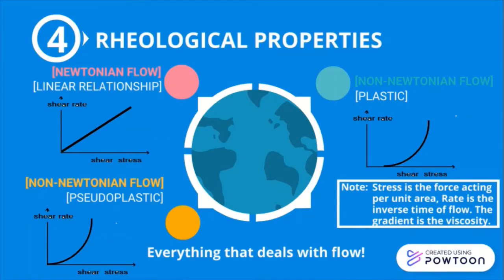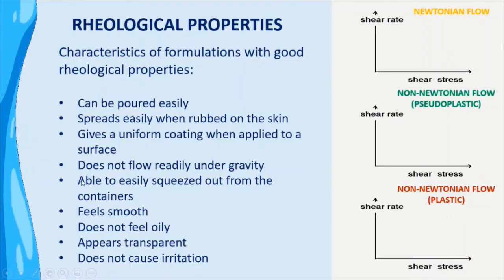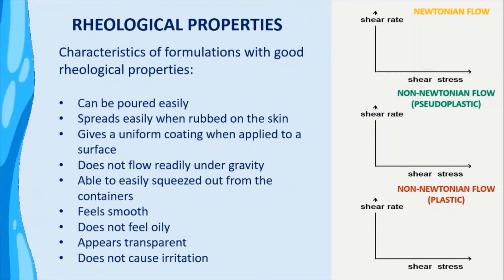Next, we will go to the rheological properties. For the rheology, you all know that rheology deals with flow. Different stress applied will result in different speed of flow. Stress is the force acting per unit area, which is pressure. Rate is the inverse time of flow, which is the speed. The gradient is the viscosity. So now, these are the good rheological characteristics that a hand sanitizer should have.